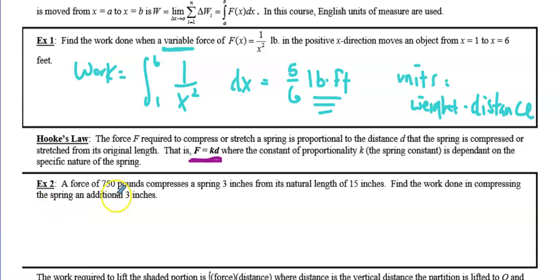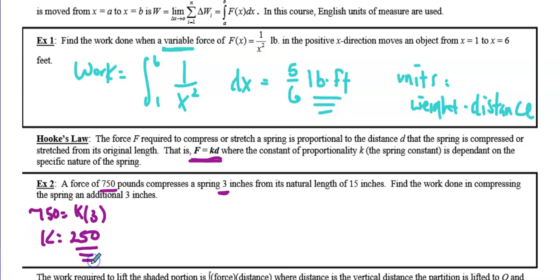So the first thing that we're going to do is find what the K value is. So we're going to use this equation right here, and we're going to say that the force, and it tells us right here, force of 750 pounds, so force is going to be equal to K times D, and this D is going to be the initial compression or stretching of our spring. So you can see that we're compressing this spring 3 inches. So this is going to be what our D is going to be. So how far have we compressed our spring? So K is going to be equal to 250.